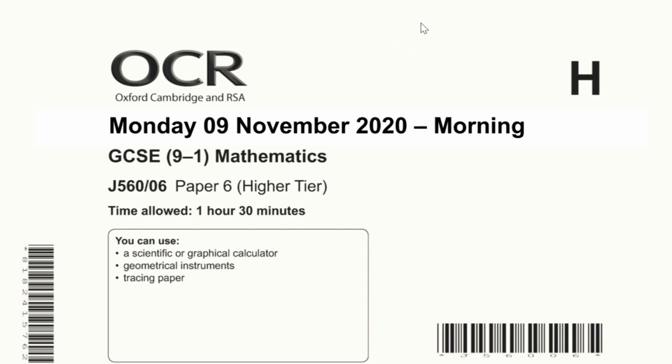This is the OCR GCSE 9-1 Maths Paper 6 from the November 2020 series, and this paper is a calculator paper.